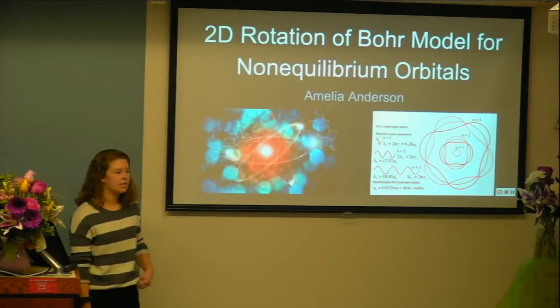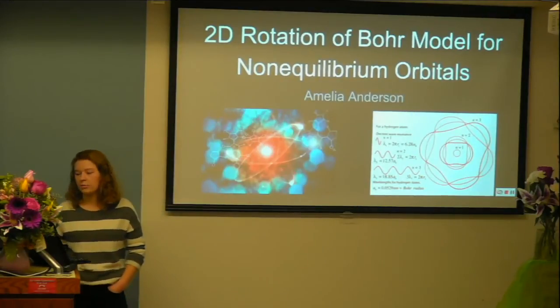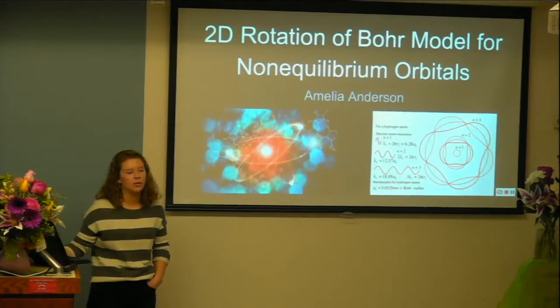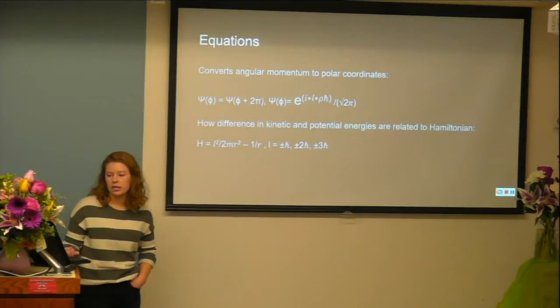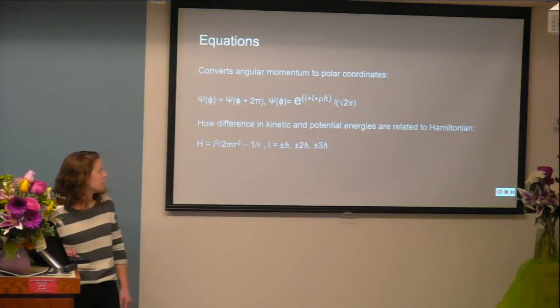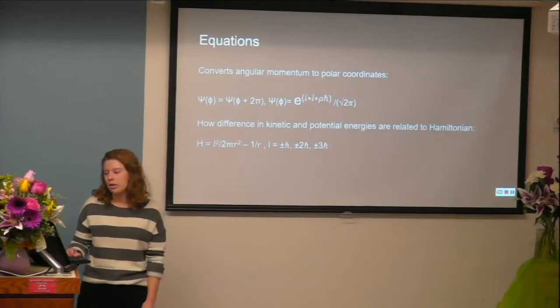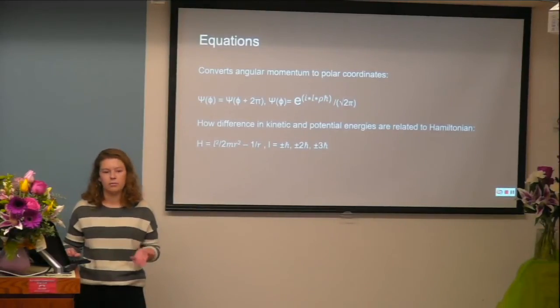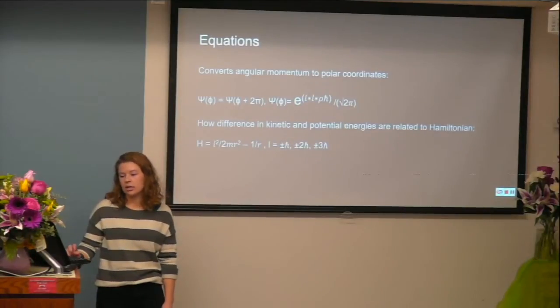Yeah, so like you said, my name is Amelia, and I did my project on the 2D rotation of the Bohr model for non-equilibrium orbitals. Some of the equations I used: this first equation converts angular momentum to polar coordinates, so we could plot the angular momentum in a way that we can understand on the Bohr model. And the second equation shows the difference between kinetic and potential energies and how they're related to the Hamiltonian.